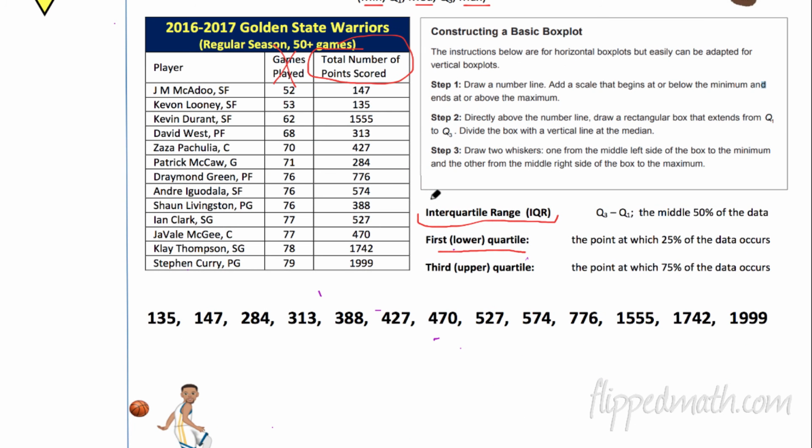Okay, let's write those out. And we also have to find the median. Now, we have 13 numbers here. I counted them. Trust me, there's 13. So if we have 13 total numbers, there's going to be one in the middle for the median, and then you'll have 6 on each side. So if I count 1, 2, 3, 4, 5, 6, and then the one in the middle, that will be our median right there. That's 470.